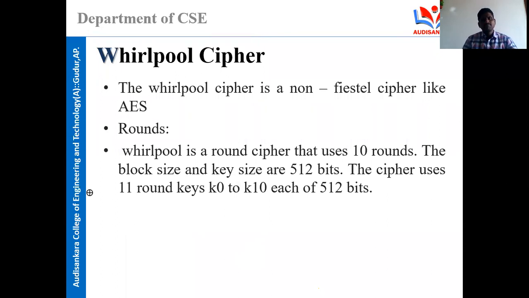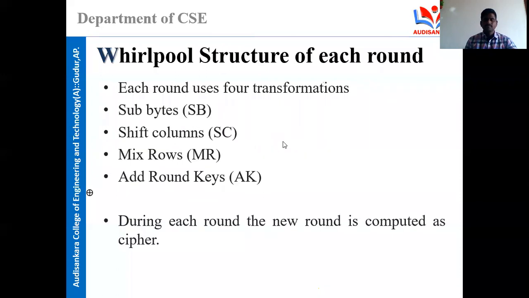This Whirlpool cipher is a non-Feistel cipher structure like AES. As we have just seen, it has 10 rounds. The block size and key size are both 512 bits. Here we use 11 round keys from K0 to K10, also 512 bits. In each round we perform 4 transformations: SubBytes, ShiftColumns, MixRows, and AddRoundKey.